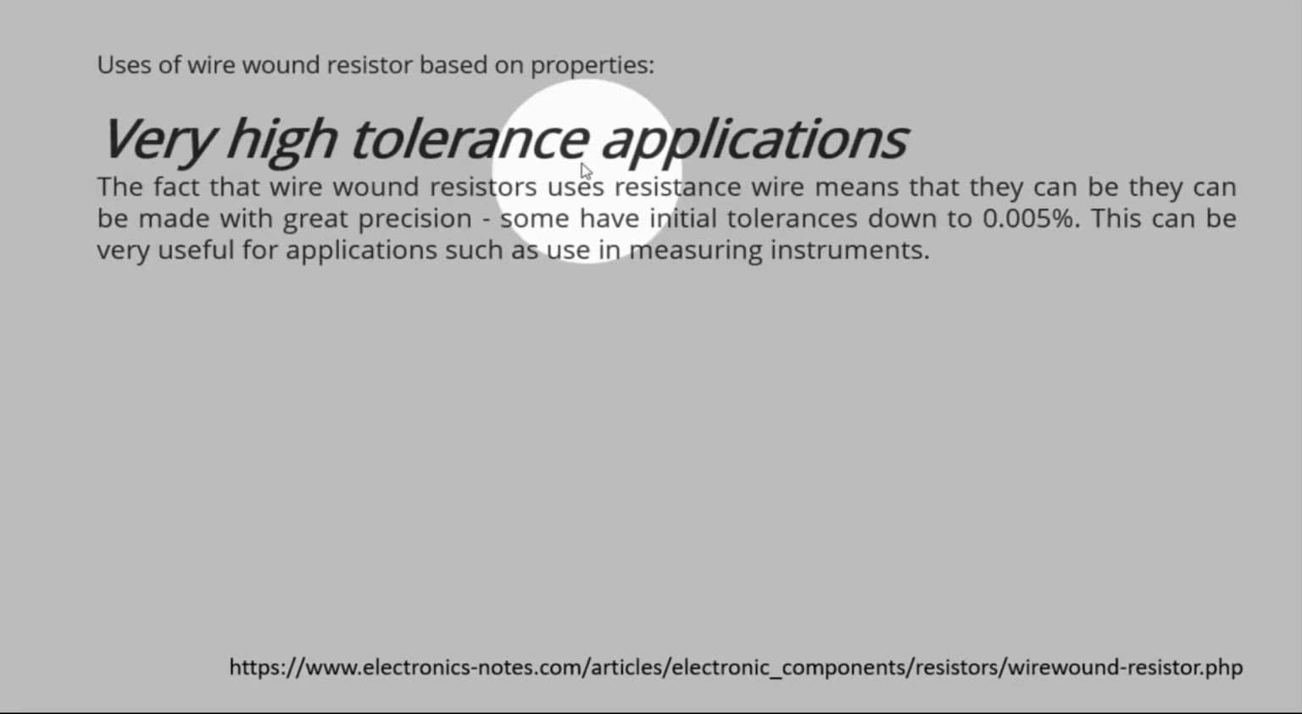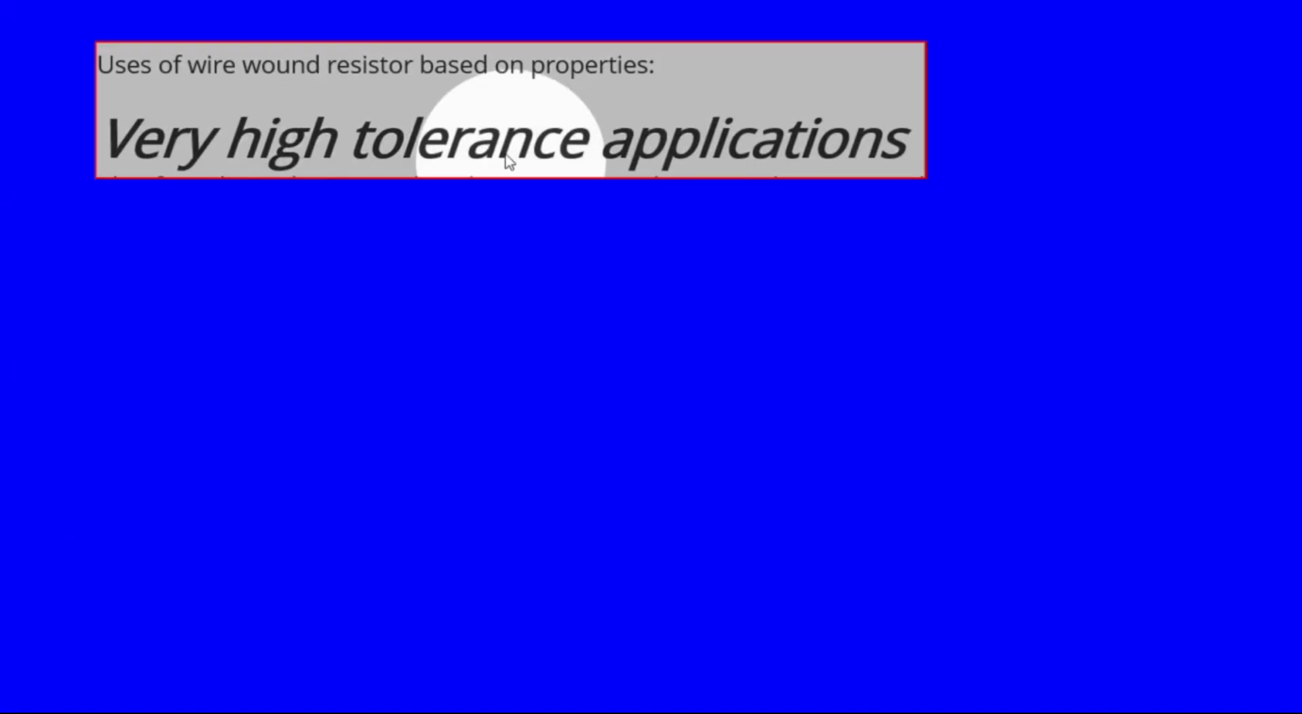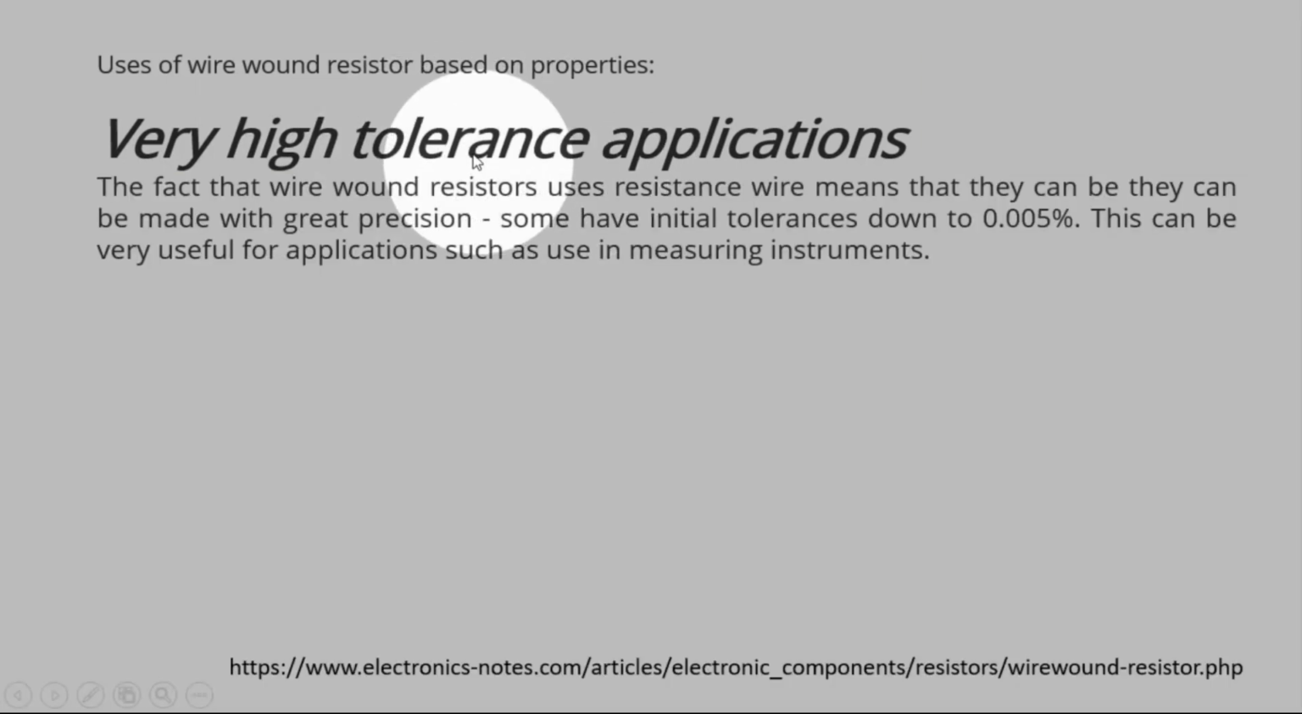The other one is that it has a very high tolerance. So you can use that for systems that need high tolerance. Since we are using a resistance wire, the Wirewound resistor can be made with great precision. Actually, some have initial tolerances of about 0.005%. Wirewound resistors are very useful in this application, especially in measuring instruments.